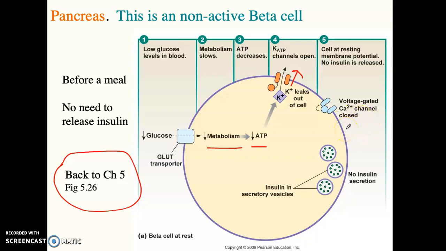In fact, this voltage-gated calcium channel here that we're going to hear about a little bit later is closed. And that is important because by being closed, what it does is, see this insulin? Here's the insulin stored in this cell, but it's not releasing it. There's no insulin secretion. The insulin stays within the cell. Why? Because glucose level in the blood was low and essentially there was no need. So this will make more sense once you compare it to what it looks like when it's actually not resting.